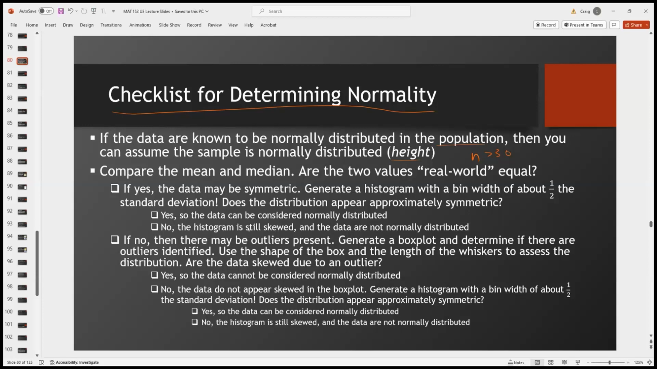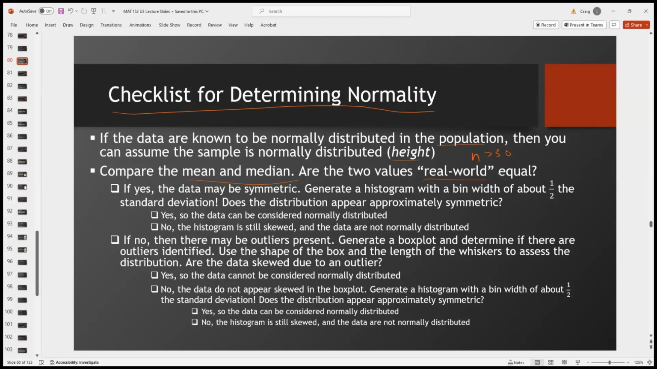The first thing that I always do, and this is something I suggested a few chapters ago, is compare the mean and the median. We want to look at whether these two are essentially real world equal. What I mean by that is, is there a real world difference between what the mean value is and what the median value is? A difference of 0.3 in height might not really mean anything. We'll talk about what a real world difference would be when we look at some actual data.